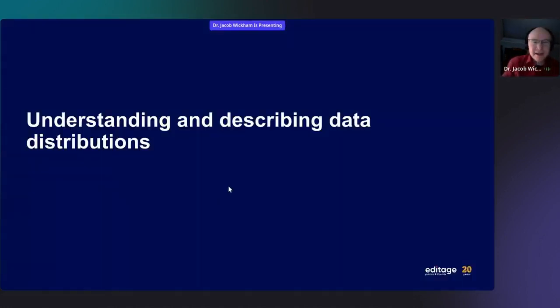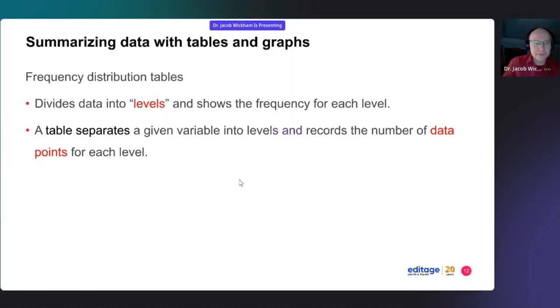So to understand and describe data distributions, one thing you can do early on is explore your data and look at the distribution of your data. Before you do your statistical analyses, it's useful to construct frequency distribution tables, and you can divide your data into different levels, and you can show the frequency for each level. And this will help you understand the spread of your data and also the distribution of your data. Is it normally distributed or not normally distributed? Of course, there's tests that you can do, and I'll tell you which tests that you can use.